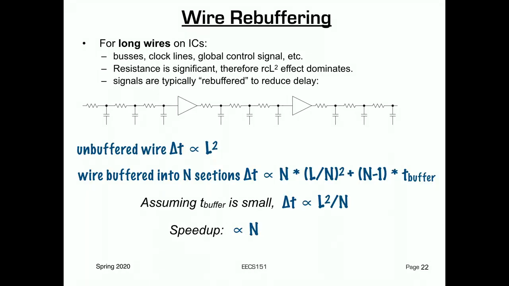Okay, so here's the idea about rebuffering. For long wires, like buses, control lines, global control signals, clock lines, resistance is significant, therefore the RC L squared effect dominates, right? But what we can do is take this long wire and cut it into pieces and put buffers in here. And these buffers, you could view this as just a pair of inverters, one inverter after another, right? And it doesn't have any logic function. It's just there to provide connection, kind of break up the wire. We could make buffers like this.